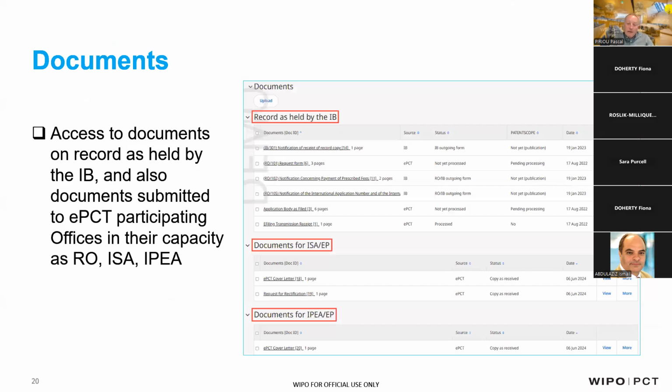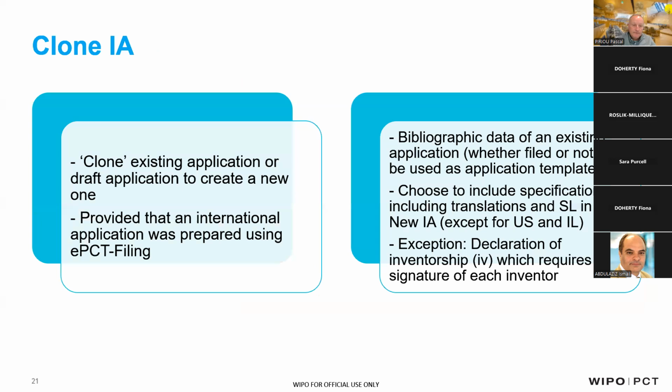So when you have access to an application in ePCT, you have access to all the documents as held by the IB, but also with other authorities, so ISAEP, IPEP, or it can also be ROGB. Meaning that if you use ePCT to submit documents to these authorities, you will see these documents under the different authorities.